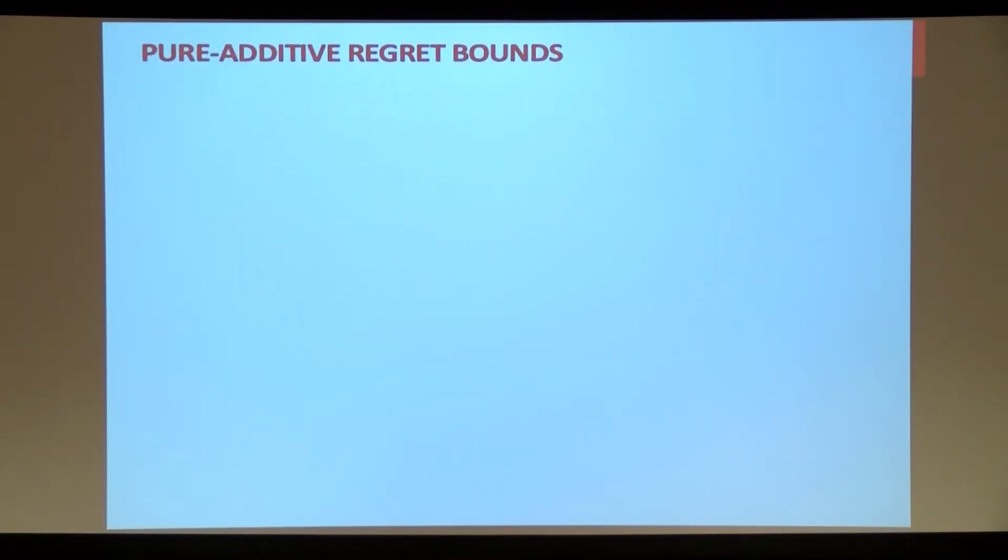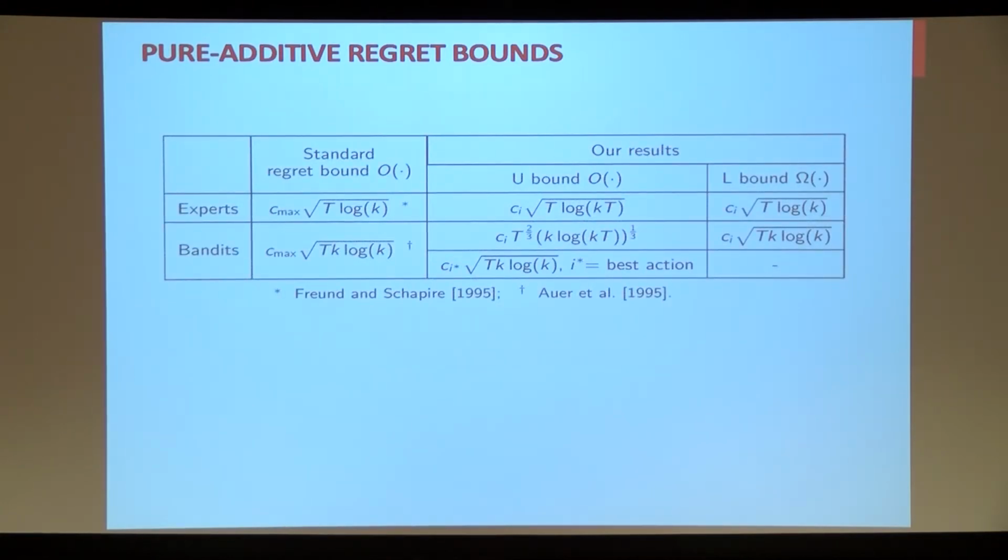OK, so let me translate these bounds into a form that might be more familiar to you, which I call the pure additive regret bounds. The rows are the expert problem and the bandit problem. The first column is the classic bound that you get from, let's say, multiplicative weight update and Exp3. And this column is the result that we get. So you see, we get the same dependency on T and other parameters up to logarithmic factors. But our bounds are multi-scale in the sense that I defined earlier.